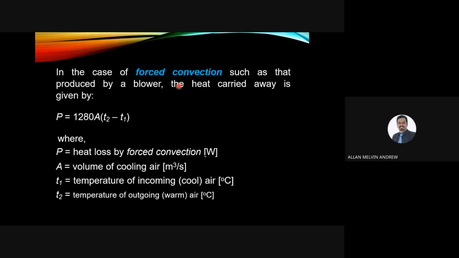In the case of forced convection, such as that produced by a blower, the heat carried away is given by 1280 A times (T2 minus T1). T2 is the temperature of the outgoing warm air, and T1 is the temperature of the incoming cool air. Okay, so we can use this to calculate. Let's see a few examples.